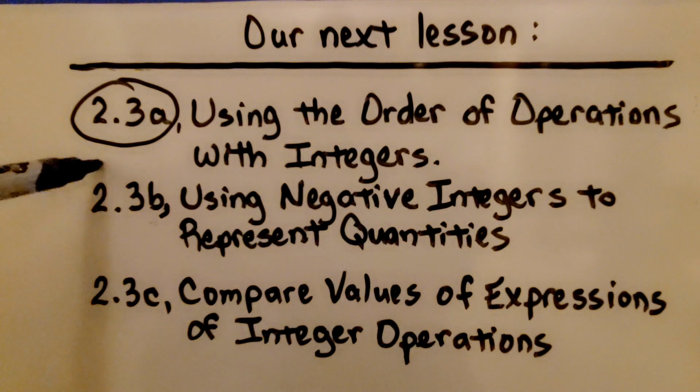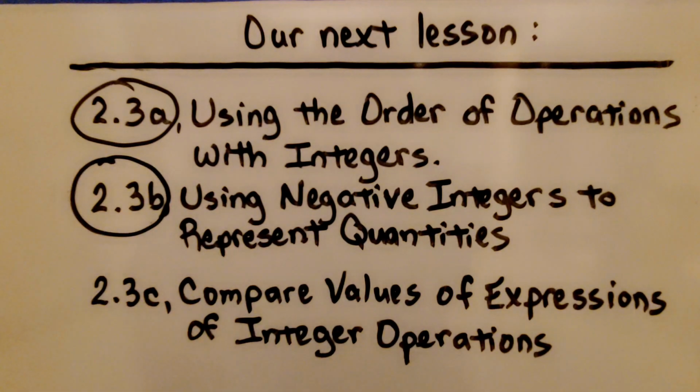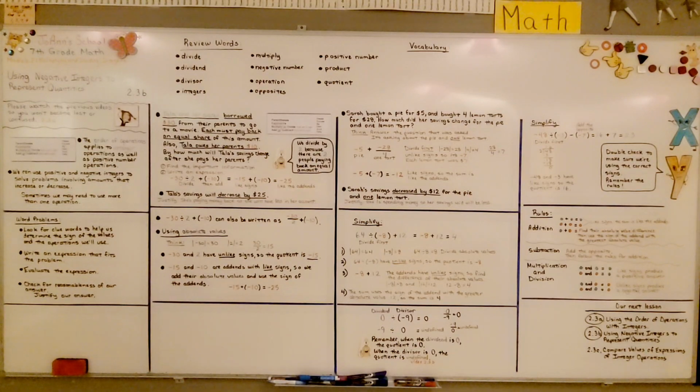We've finished lesson 2.3b. We're going to move on to 2.3c and compare values of expressions of integer operations. So be very careful to use the correct signs.